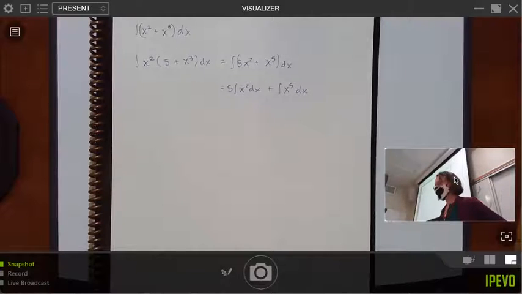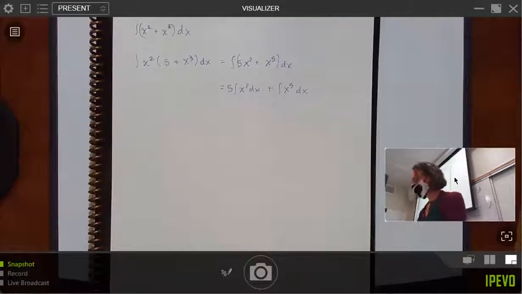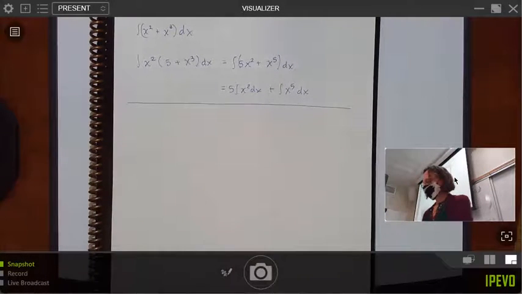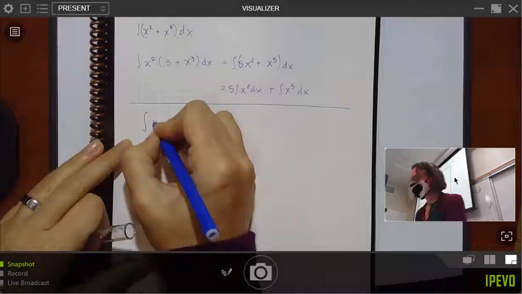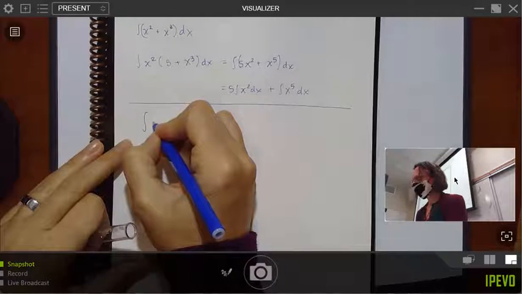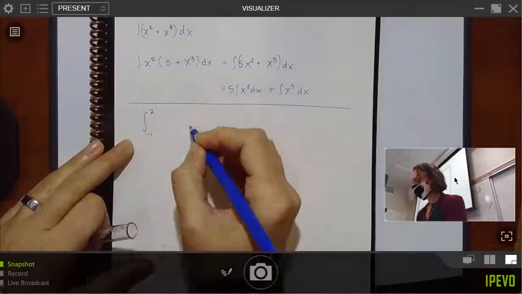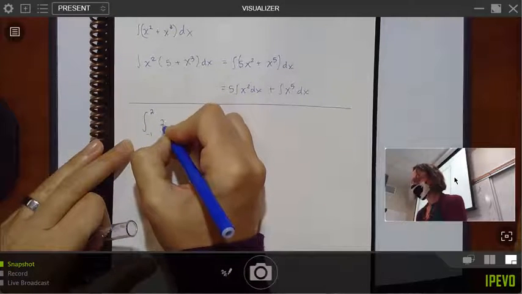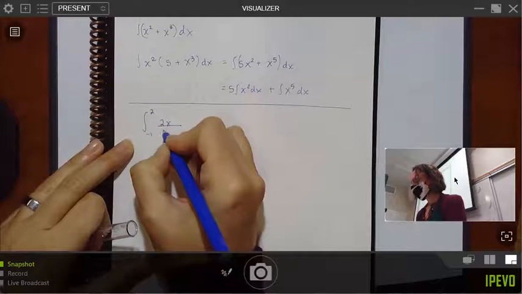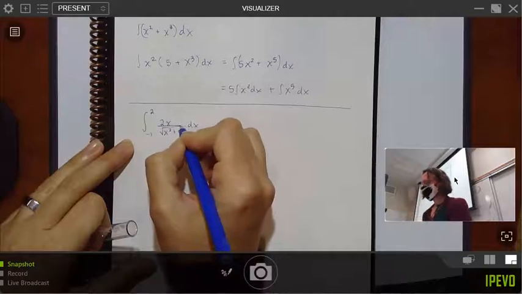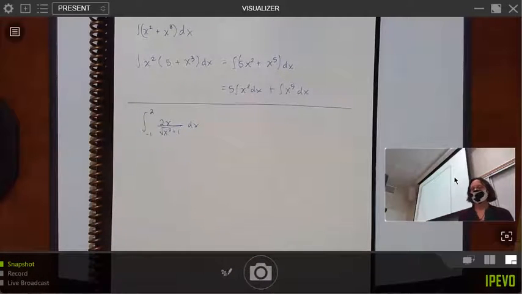Correct. And then the other one is the integral from -1 to 2. The 2 is raised to the -1? No, it's between 2 and -1. Oh, got it. Okay. Yep. 2x divided by radical x squared plus 1. And I went for u substitution. I would go for u substitution on that as well.